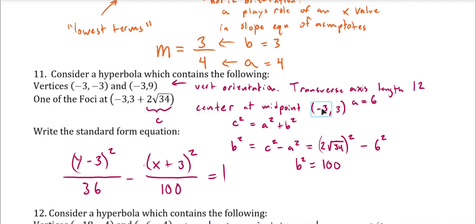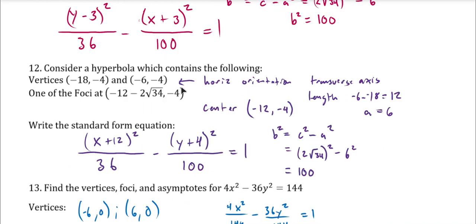We have h as -3, so that goes here as a +3. We have k as +3, that goes here as a -3. A was 6, that goes here as a 36, and b squared was 100, so that goes right here.